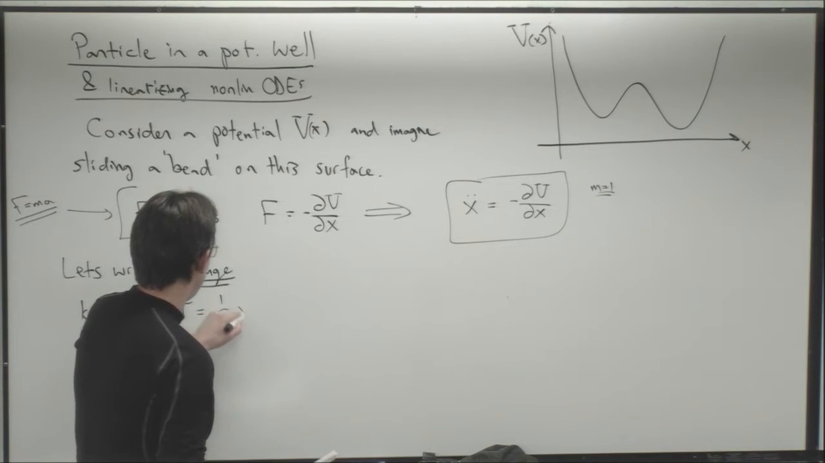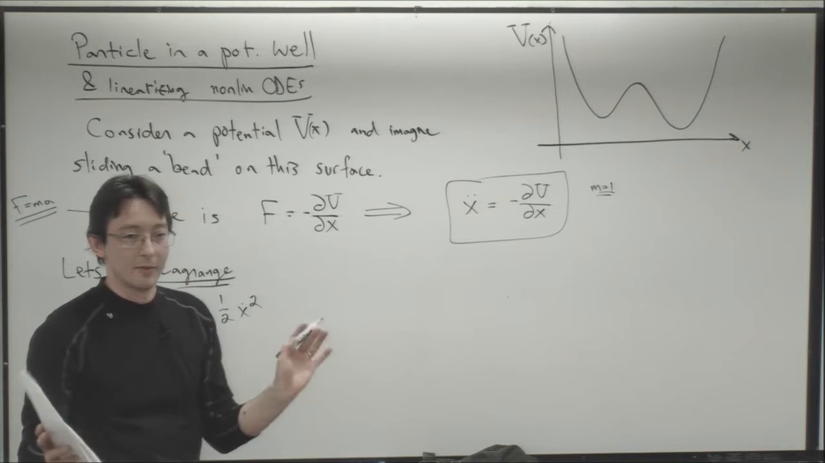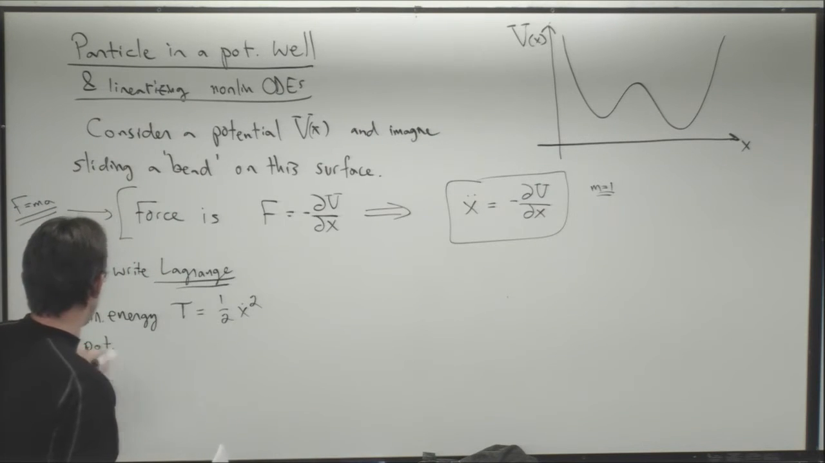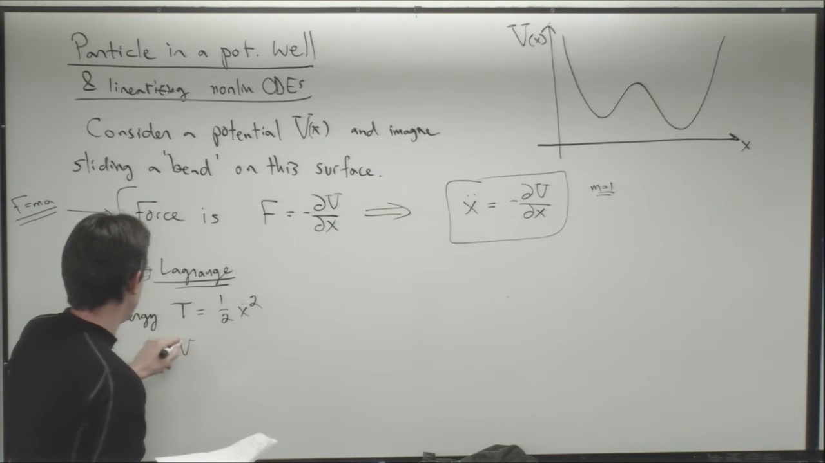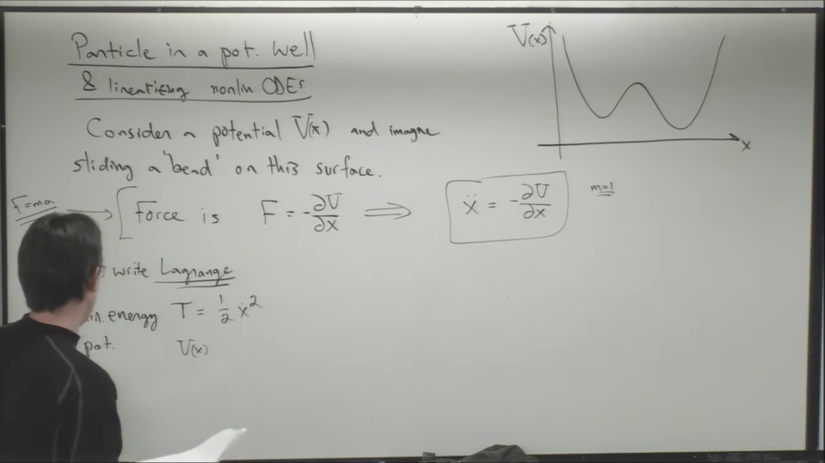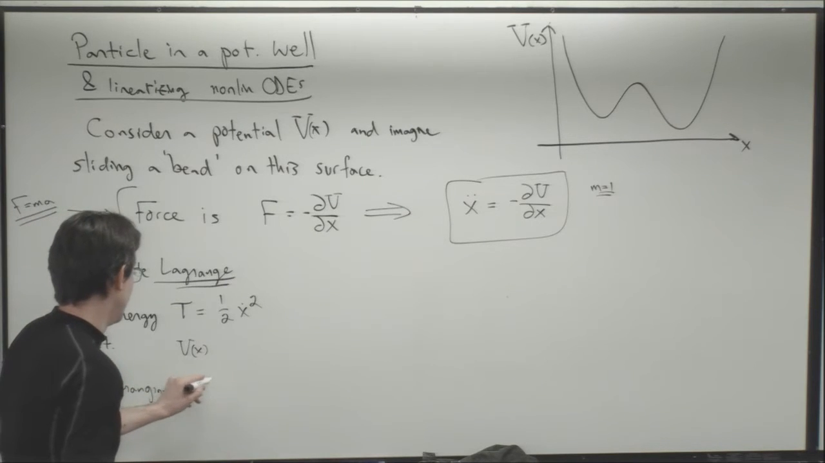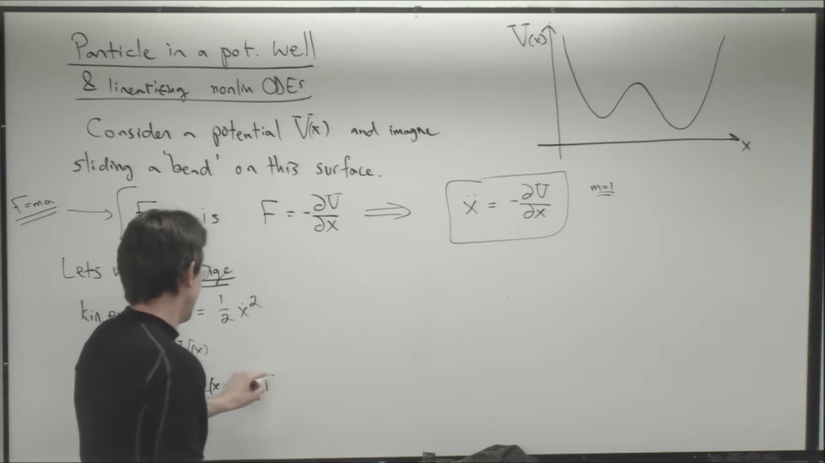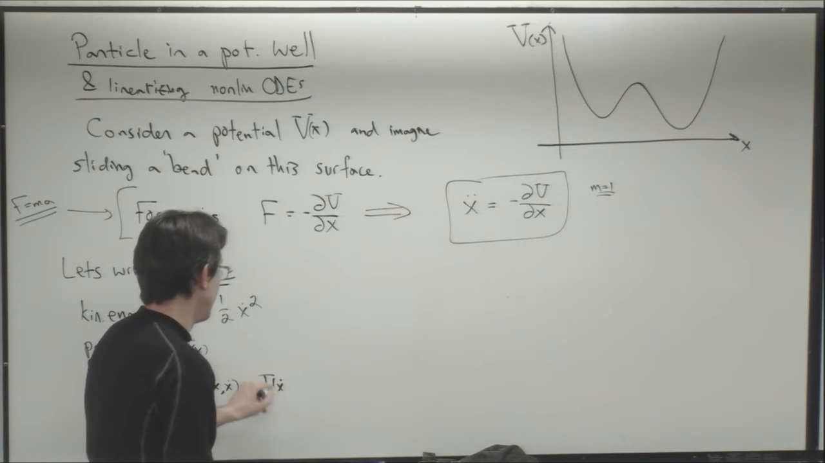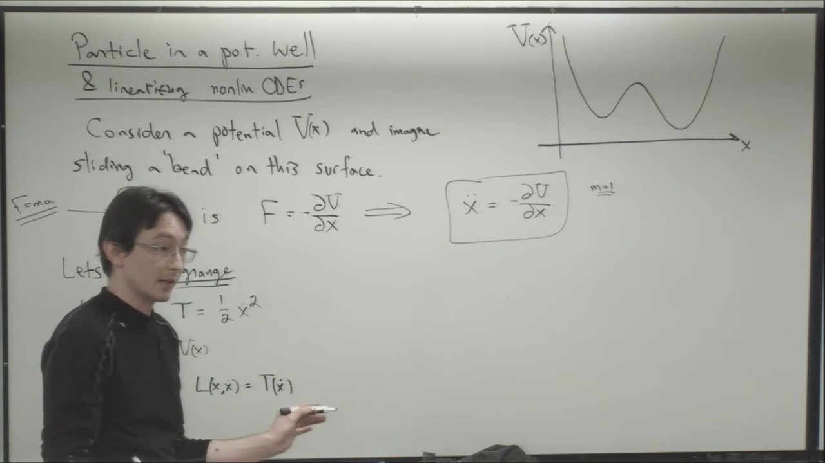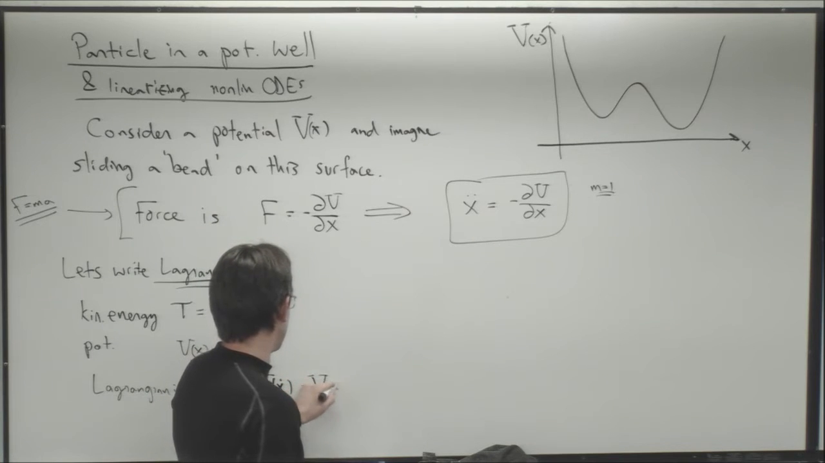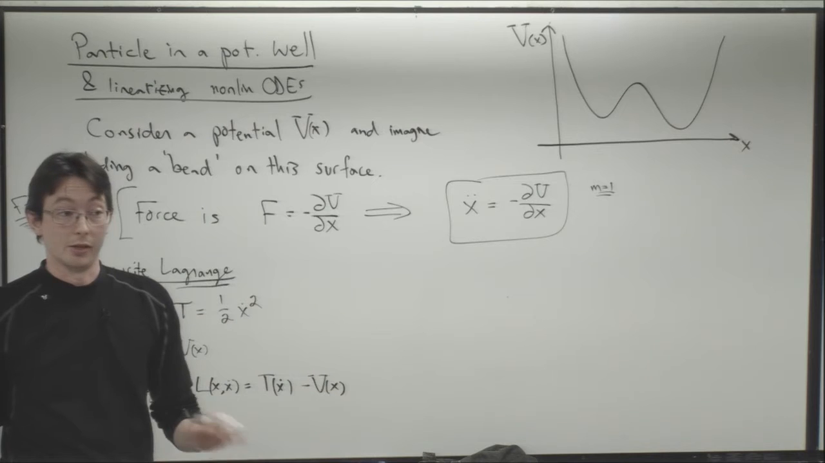Yeah, 1/2 x dot squared. I'm just going to make all of my masses equal to 1. I get to do that because this is a math class. So my potential energy is V of x, and the Lagrangian L of x and x dot is equal to my kinetic energy, usually just a function of x dot. Not always. Sometimes it can depend on x. That's weird, but it happens. Minus my potential energy, which is usually just a function of x, the position.